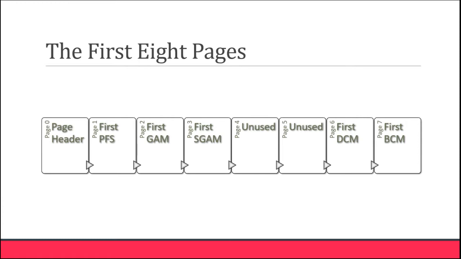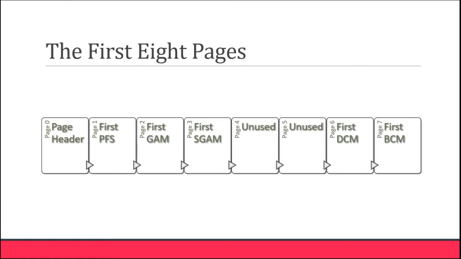The next one is the PFS page. PFS actually means page free space. It basically tracks which of your pages are free. This is typically related to the temp DB. And then the GAM, the global allocation map, the SGAM that I've mentioned. The fourth page is unused, and then you have the differential change maps and the bulk log change maps.